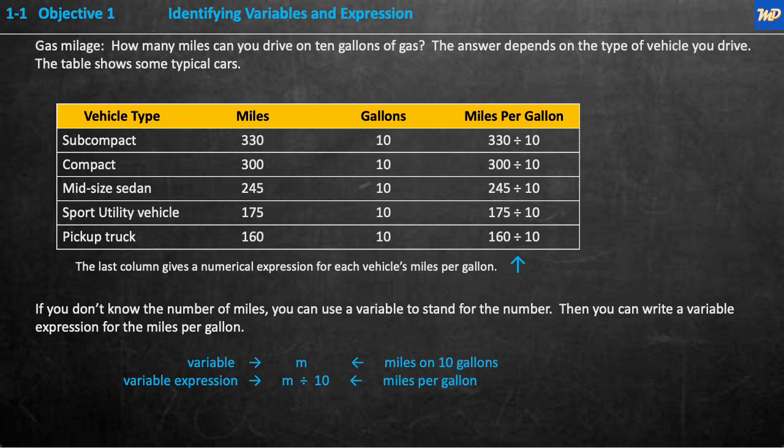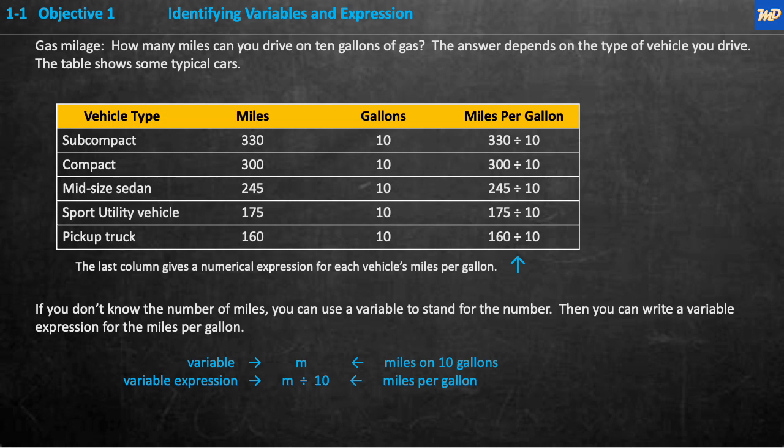And the miles per gallon, what are the miles per gallon? Well, for the subcompact, the miles per gallon is 330 miles divided by 10 gallons. The gallons cancel out, so you're going to end up with miles per gallon. So 330 divided by 10 is 33. The compact is 300 divided by 10, which is 30 miles per gallon. The pickup truck says 160 divided by 10 is 16 miles per gallon.